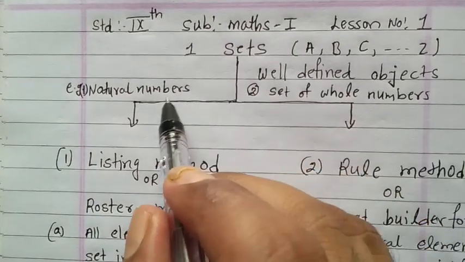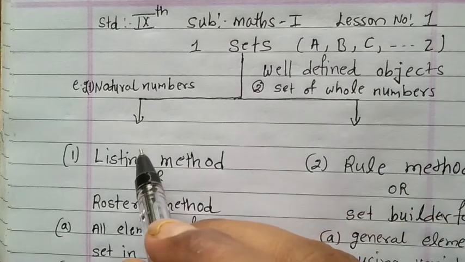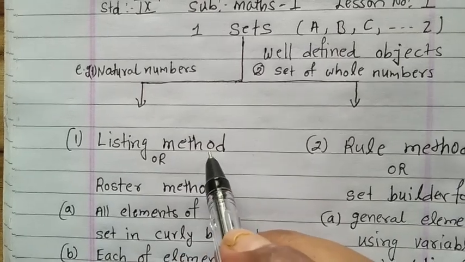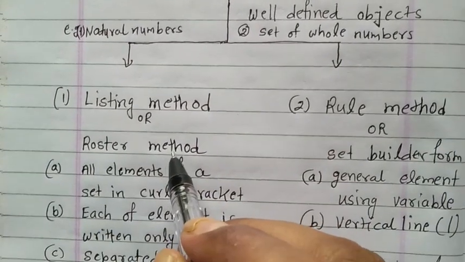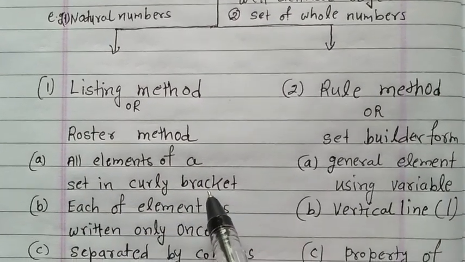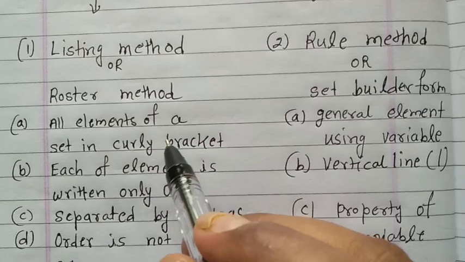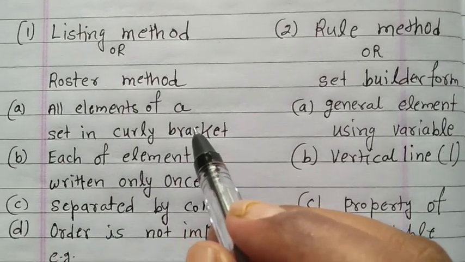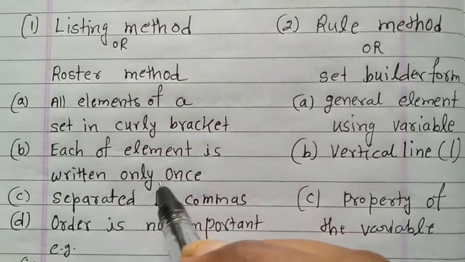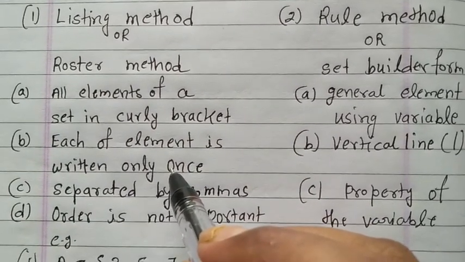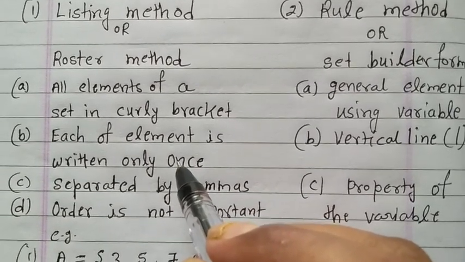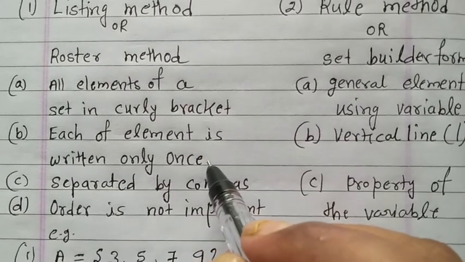Now sets we are writing in two ways, two methods. First is the listing method or roster method. First point, all elements of a set are in curly brackets. That means the set starts with a curly bracket and ends with a curly bracket. B, each element is written only once. That means all the elements are written only one time, the elements are not repeated.